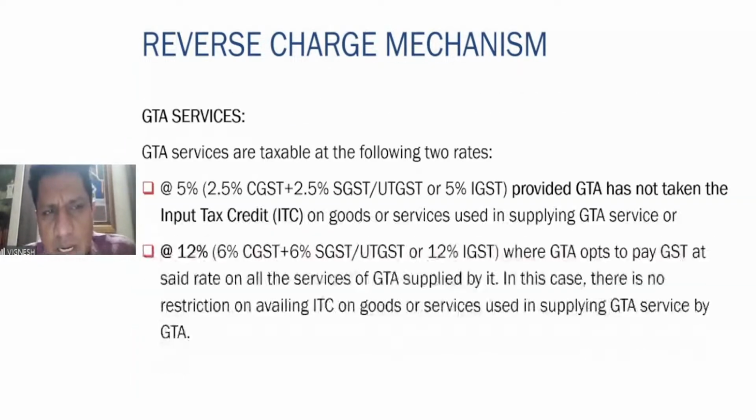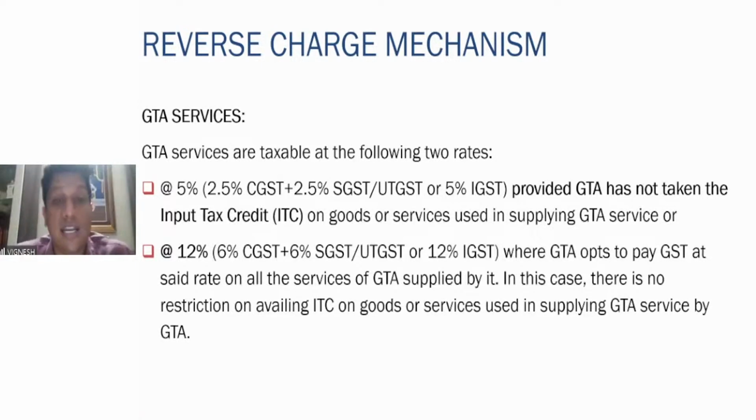Why this is important here is, the government has given the option or choice to the GTA for paying the taxes at either of the two rates. The first rate is 5%, provided the GTA has not taken the input tax credit of the goods or services used in supplying the GTA service. So first point is, it is 5% without input tax credit. So GTA providing the service, it is 5%.